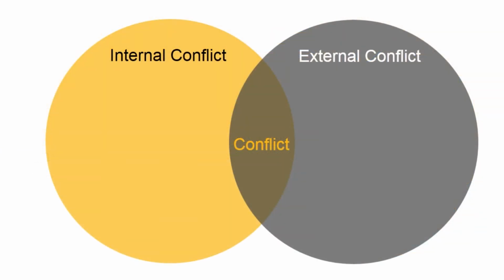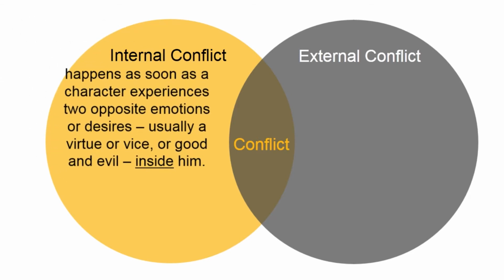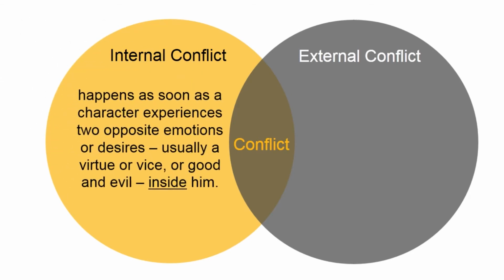Internal or psychological conflict happens as soon as a character experiences two opposite emotions or desires inside him. This disagreement causes the character to suffer mental agony or suffering, and it develops a unique tension in a storyline marked by a lack of action.